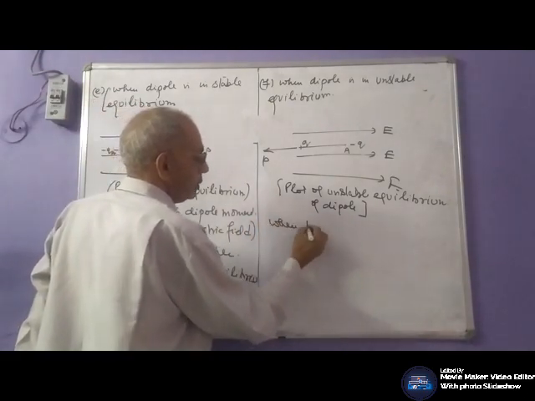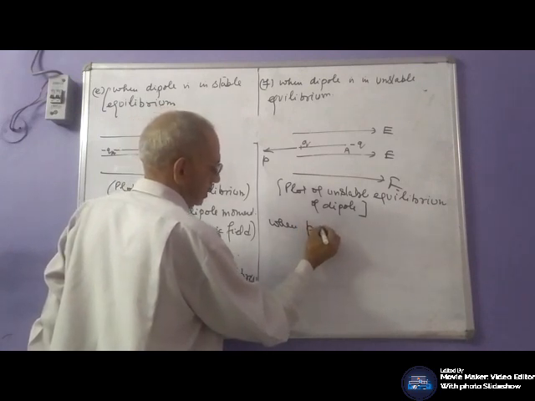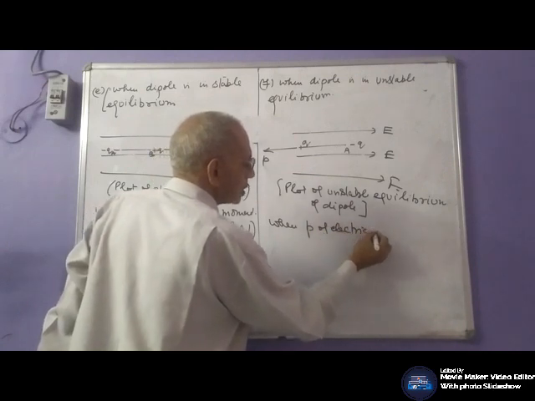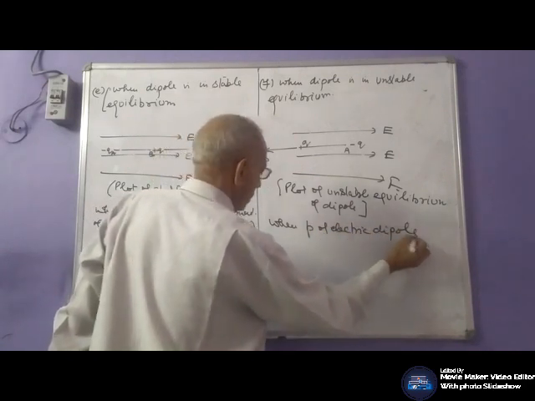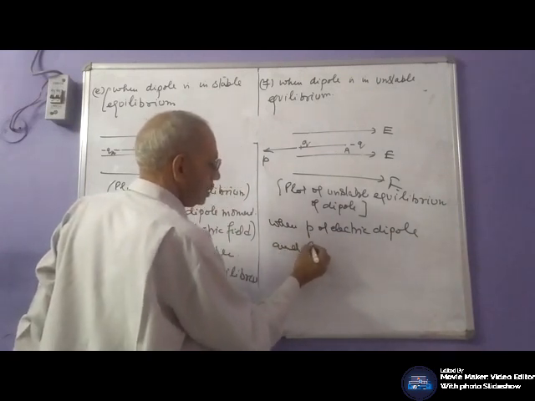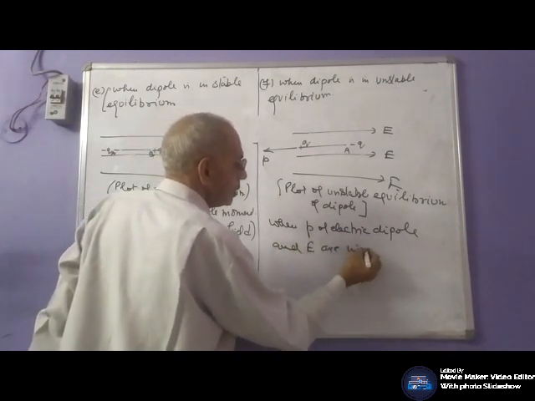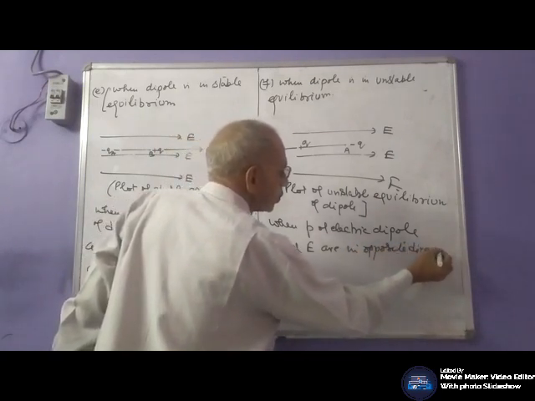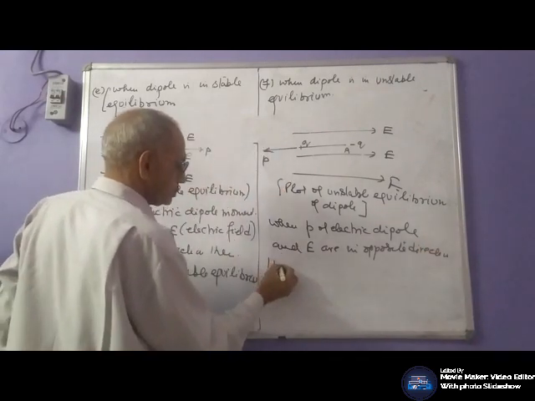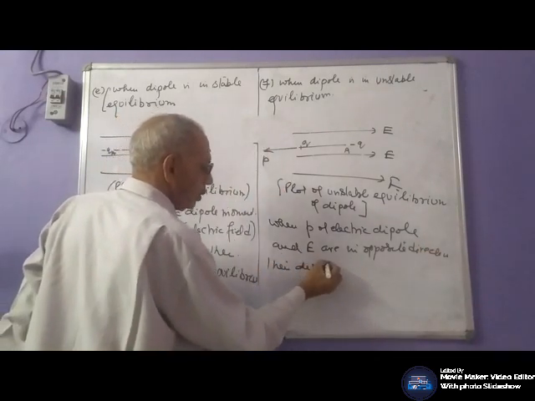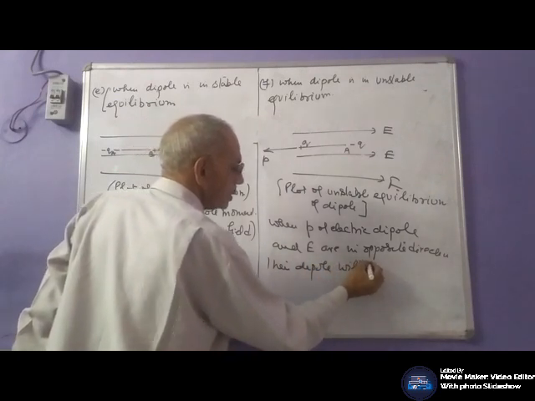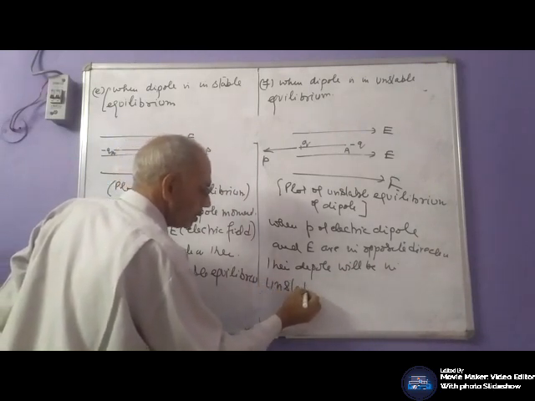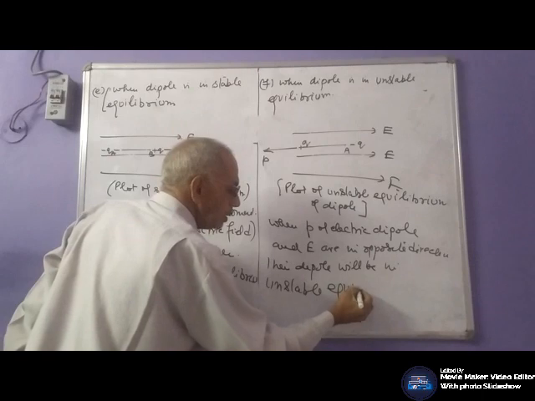When P of the electric dipole and E are in opposite direction, then the dipole will be in unstable equilibrium.